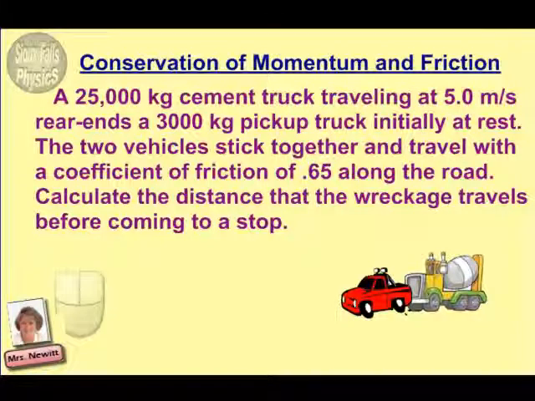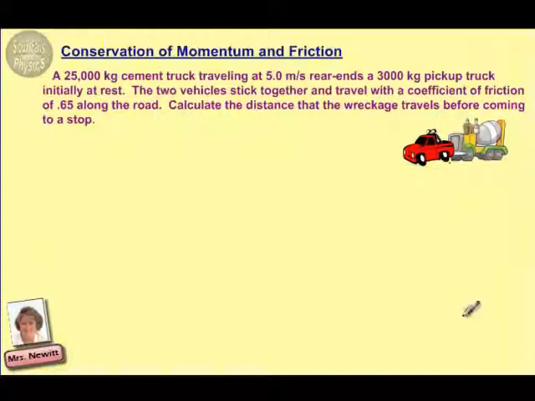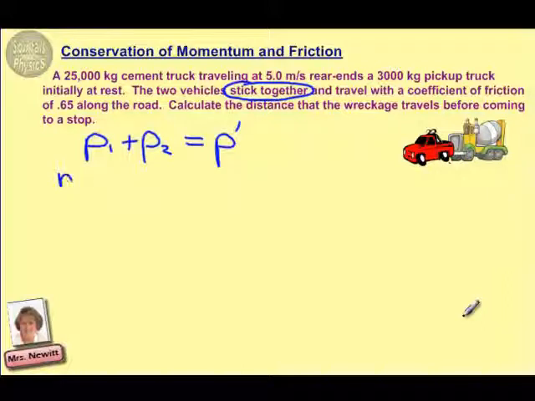So we're going to begin with the conservation of momentum part. Again, remember, conservation of momentum says we want to add the two initial momentums of the two objects. That's going to be equal to the final. Notice that in this case, it says that the two vehicles stick together. So at that point, we can just treat that as one momentum value, the two vehicles combined as one object. Well, the momentum of the cement truck would be given as its mass times its velocity.